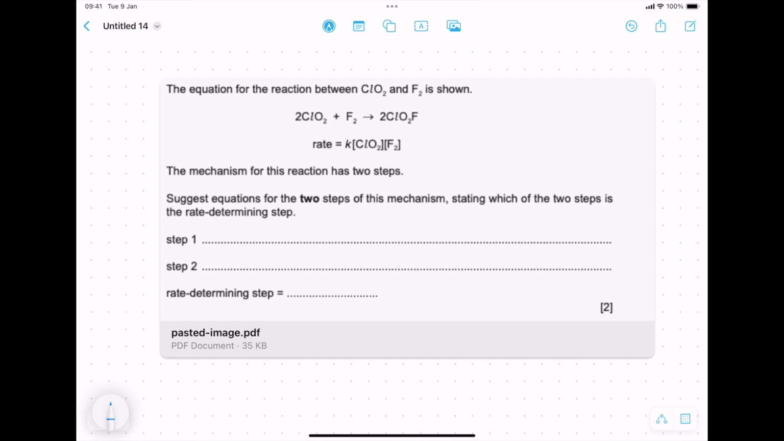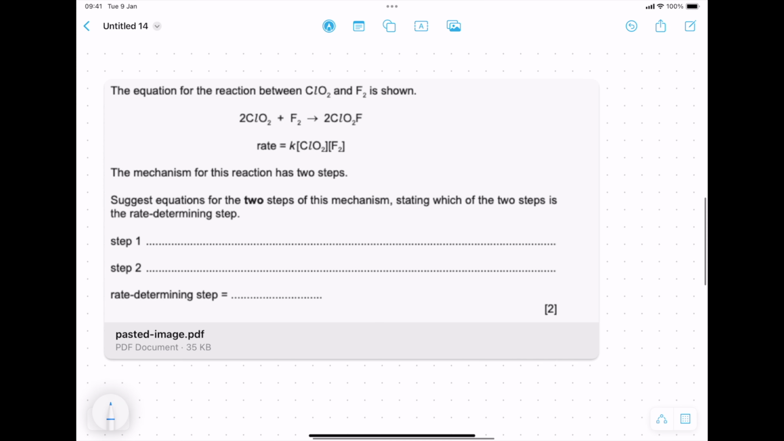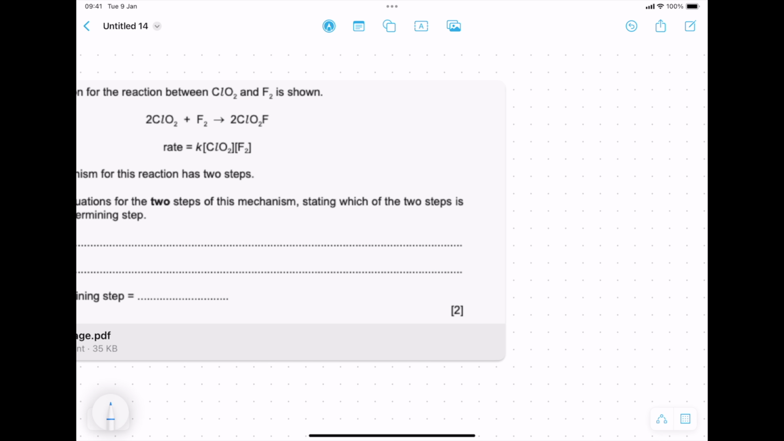In today's lesson, I will show you how to propose a mechanism for a chemical reaction when provided the rate equation. This method is useful for a two-step mechanism, although of course mechanisms can have more than two steps. Before we look at the reaction here, which is chlorine dioxide with fluorine, I'm just going to summarize something very important concerning the rate equation and the rate determinant step.